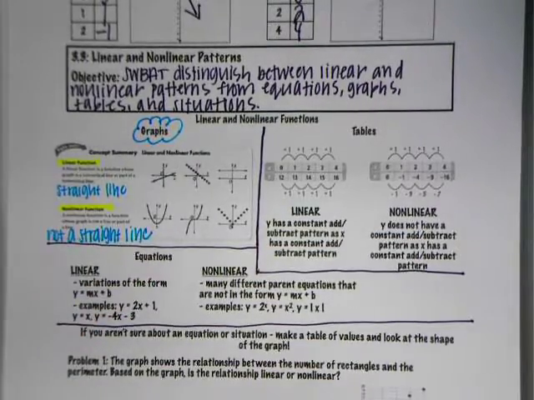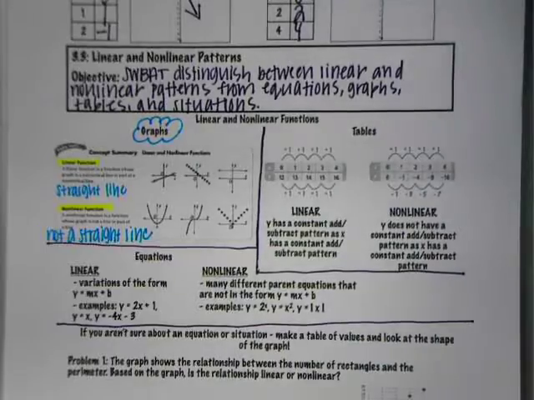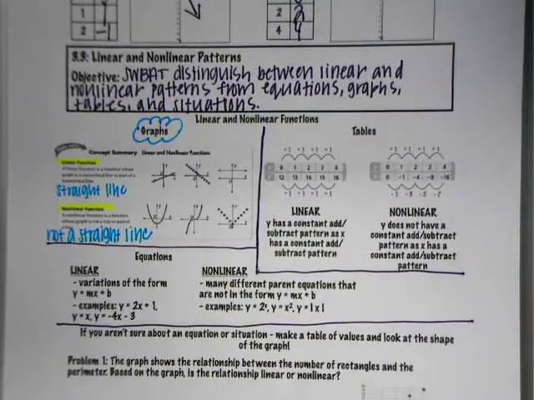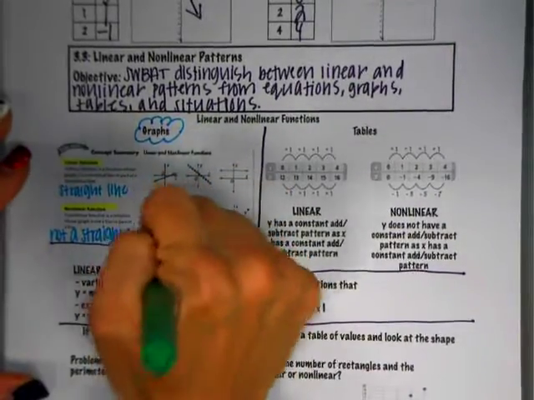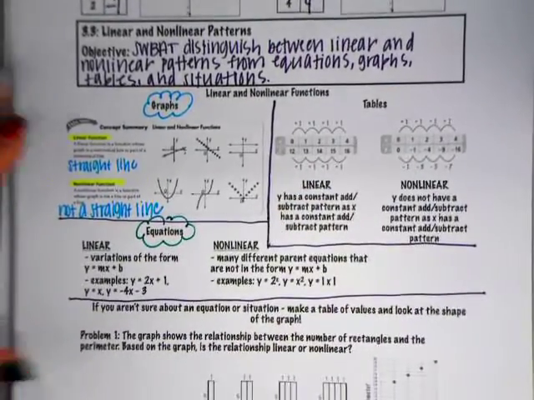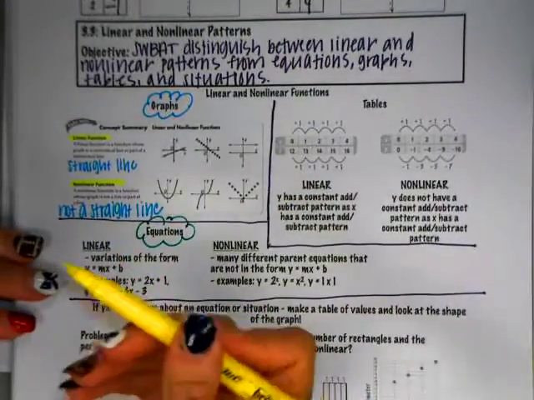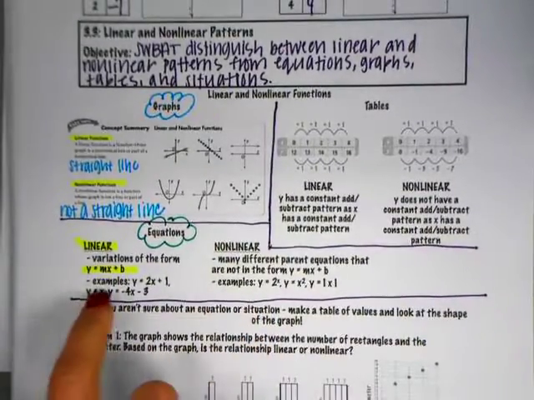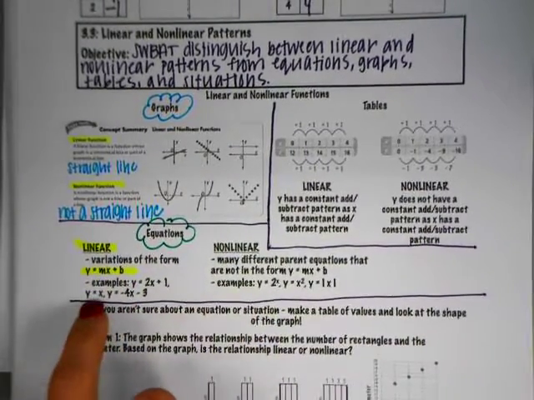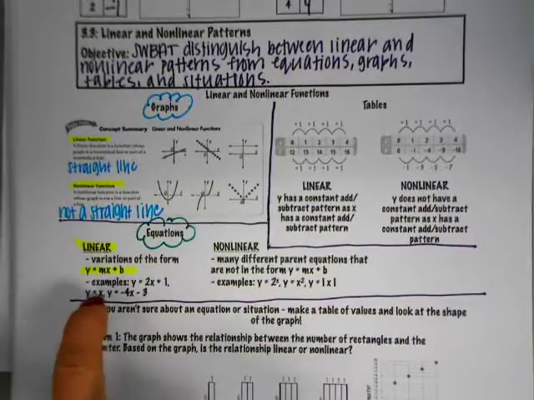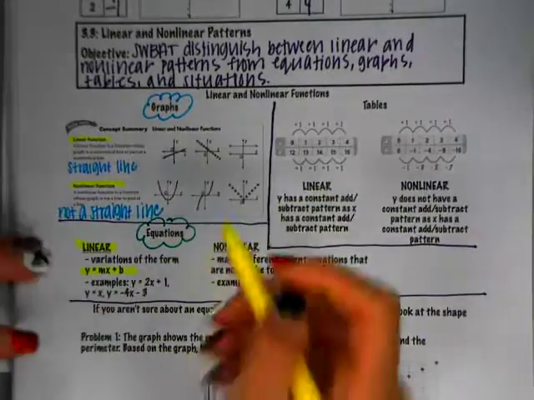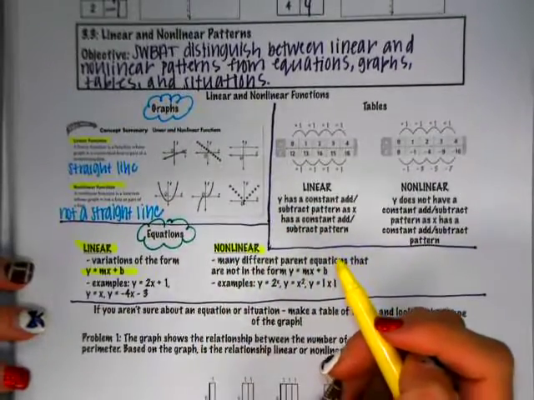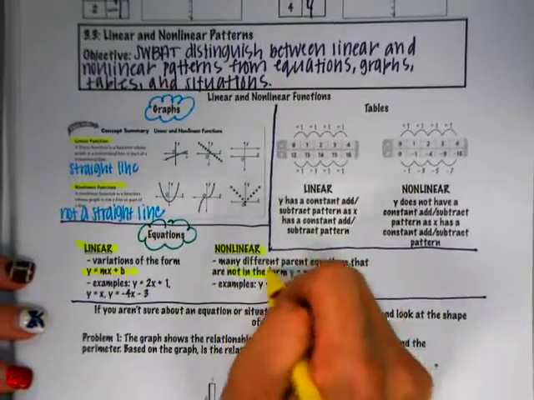Equations. So if you're just looking at the equation, your linear ones are going to be in the form y equals mx plus b. And you don't have to have all the pieces. Like y equals x is y equals mx plus b. It's just the most basic form. Okay, and nonlinear is going to be everything else. So not in the form y equals mx plus b.